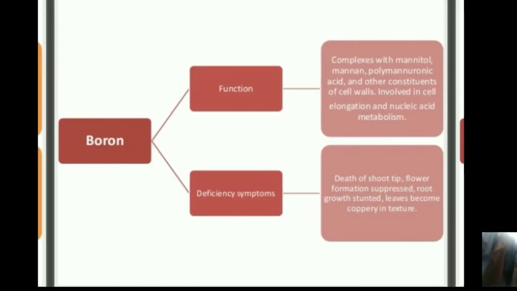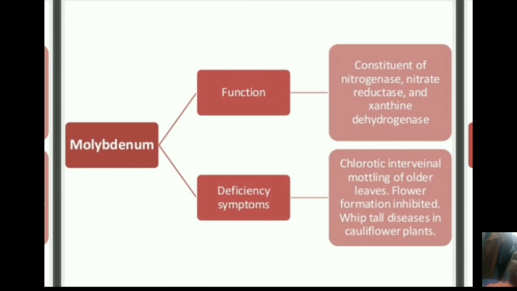Okay, so one more element, that is boron. When we see the functions, it is in complexes with mannitol, mannan, polymannuronic acid, and other constituents of cell walls involved in cell elongation and nucleic acid metabolism. The deficiency of boron leads to the death of the shoot tip, flower formation suppressed, root growth stunted, leaves become coppery in texture. So these are the symptoms of deficiency of boron.